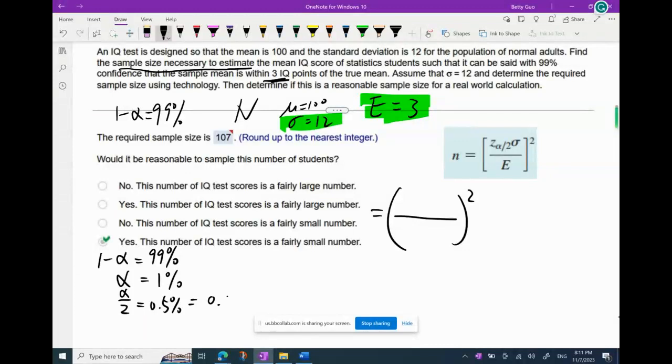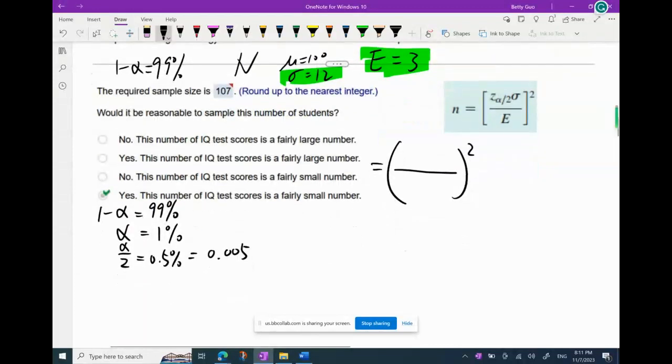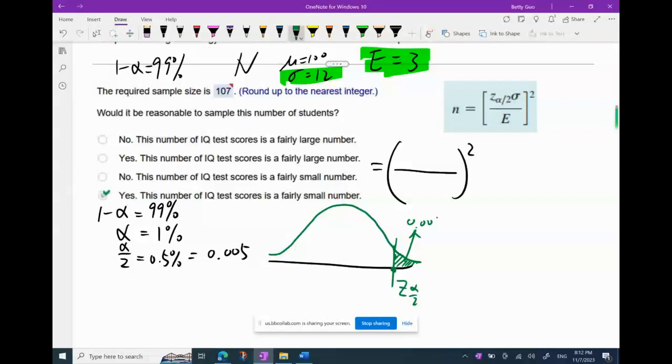As a decimal, that would be 0.005. And we are looking for z sub alpha over 2. That reminds you, that's a z distribution, the standard normal distribution. And the z sub alpha over 2 is right here, in the right tail. The area to the right of z sub alpha over 2 is 0.005.